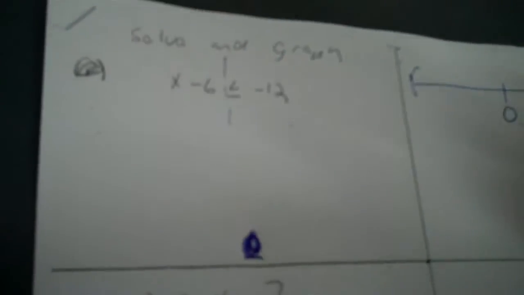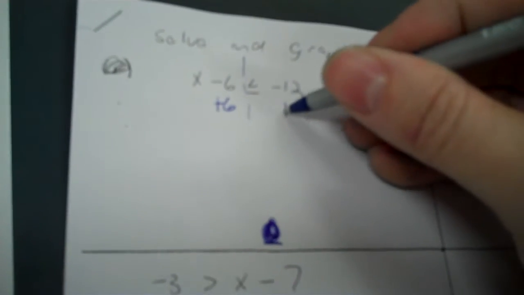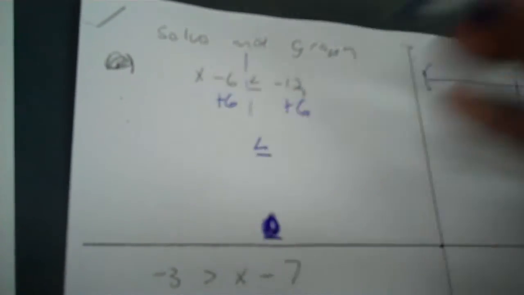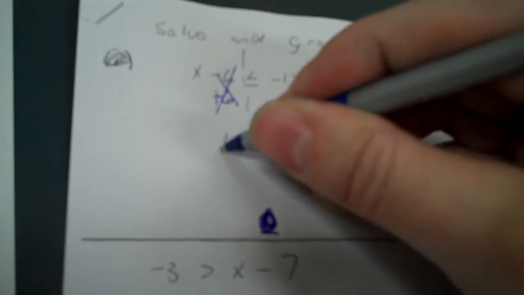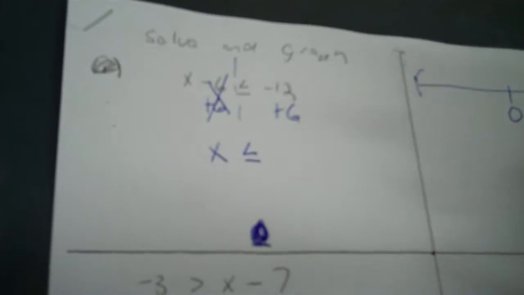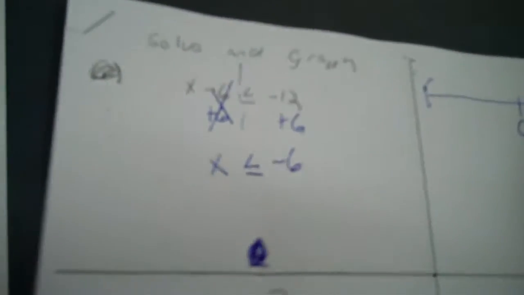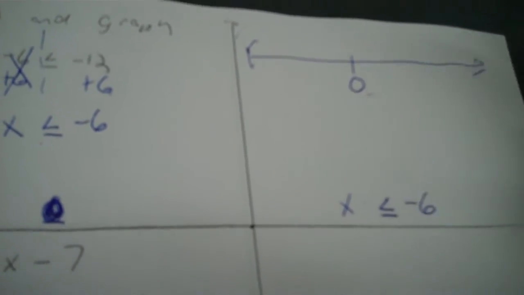Okay, so now I go to this. What is happening to x? A minus 6. So we'll plus 6, plus 6. So line up your symbol. You have x, and then negative 12 plus 6 is negative 6. Okay. So now come over here, just put x, negative 6.